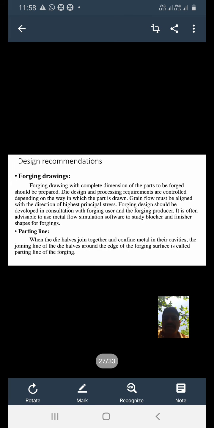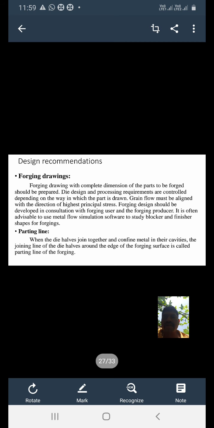Next, design recommendations are given: forging drawing and parting line, and one more is draft. We'll see them one by one. What is the draft or what is the parting line? The parting line is where the dies join together and confine the metal in their cavity. The joining line of the die halves around the edge of the forging surface is called the parting line.